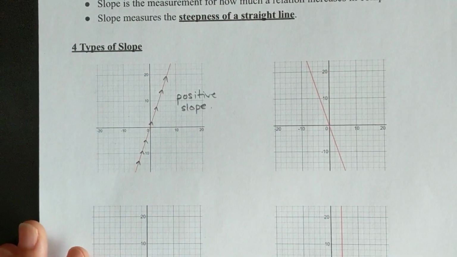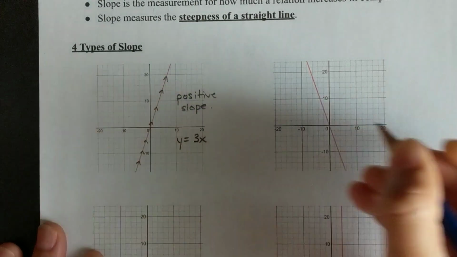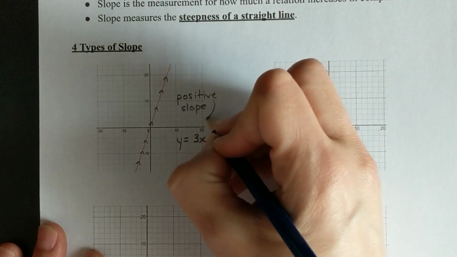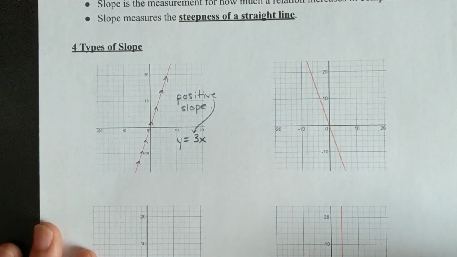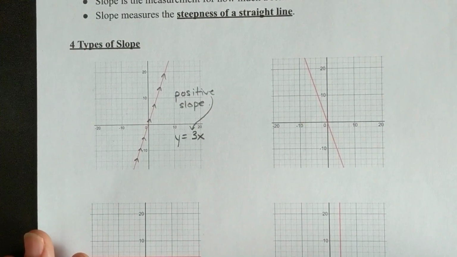When you see an equation for a line, it will always be something where there's a value in front of x. It'll look something like this: y equals, this particular one is 3x. And it's positive because this number in front is also a positive number. So that's what helps in the equation to tell you it's a positive slope.